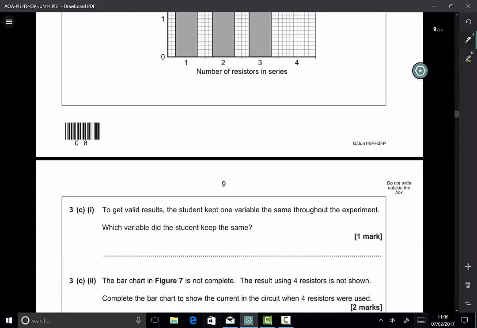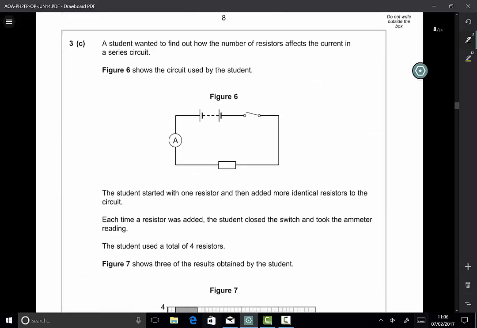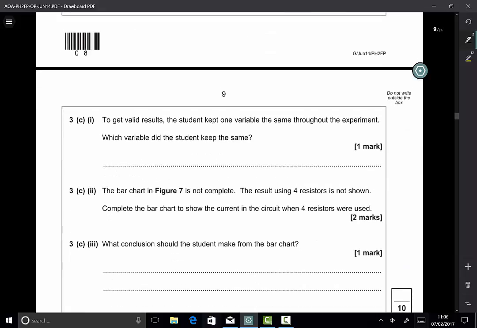What variable did the student keep the same? So to make sure this is a fair test, what I'd be looking at is the number of cells. So we're not supplying any more energy. So, number of cells.